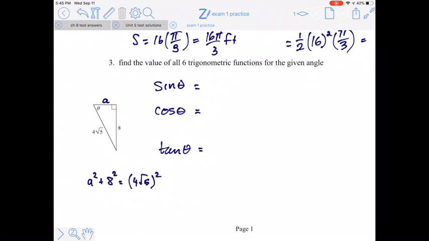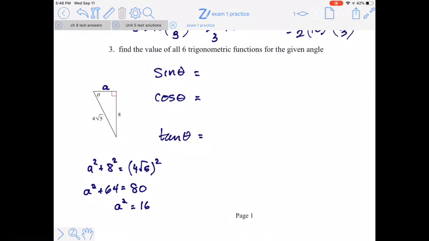So 16 times 5, that would be what, 90? 80. 80? Close enough. 80. And then subtract 64. Oh, nice. And if you take a square root on both sides, we determine that A equals 4.